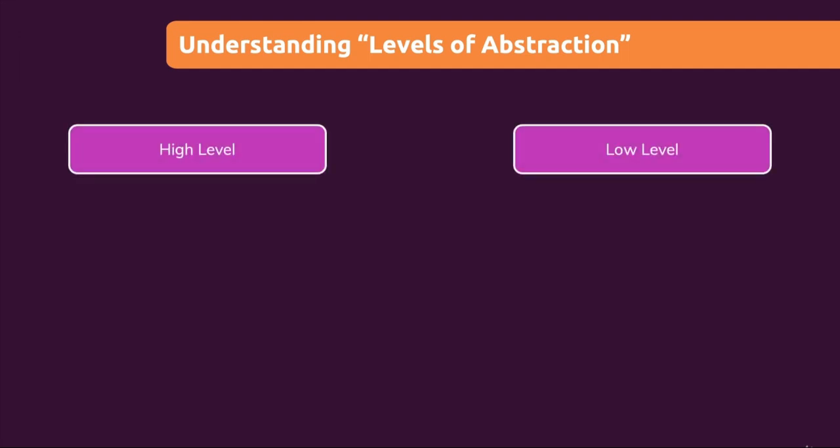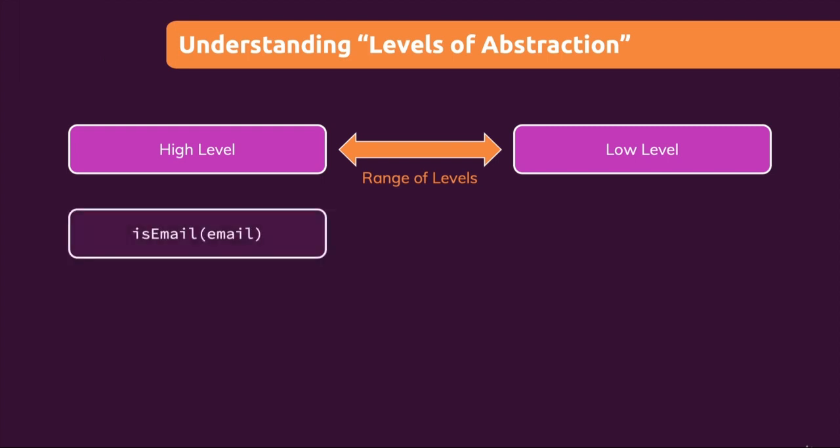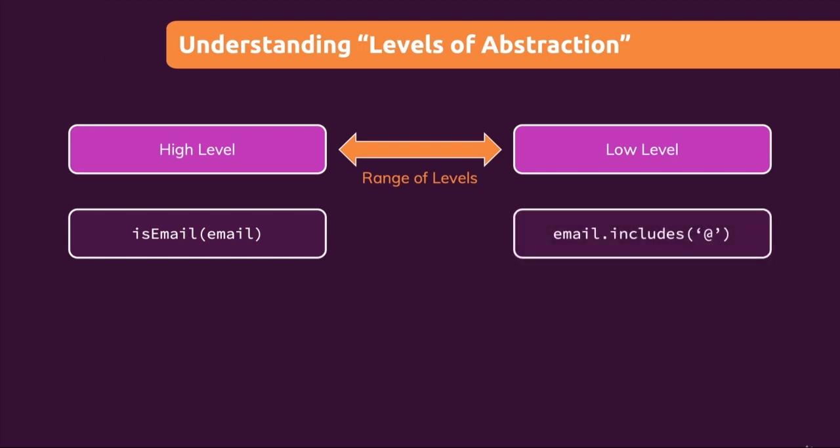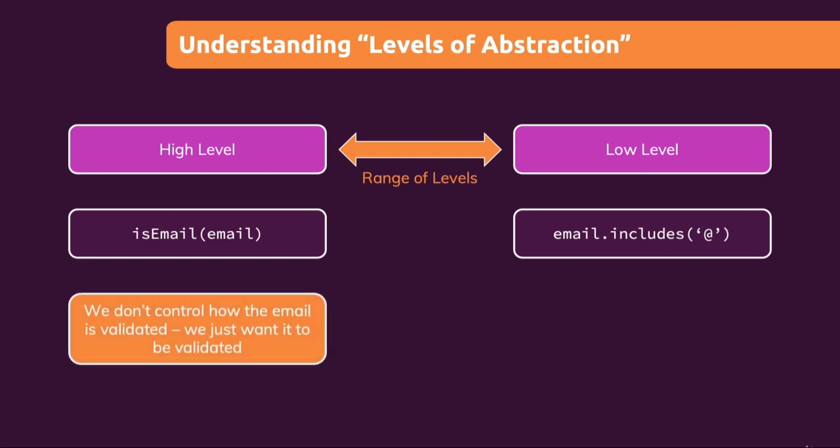That's what levels of abstraction are about. We got high and low levels of abstraction and a broad bandwidth in between. And high-level operations would be operations where we just call some function or method which has a descriptive name and then does something. Now, a low-level operation, on the other hand, really dives into the low-level API methods or operations a certain programming language or framework offers. In the case of isEmail, this higher-level operation here, we don't control how the email is validated. We don't know what is actually going on in there. We just want the email to be validated. We're just interested in the result.